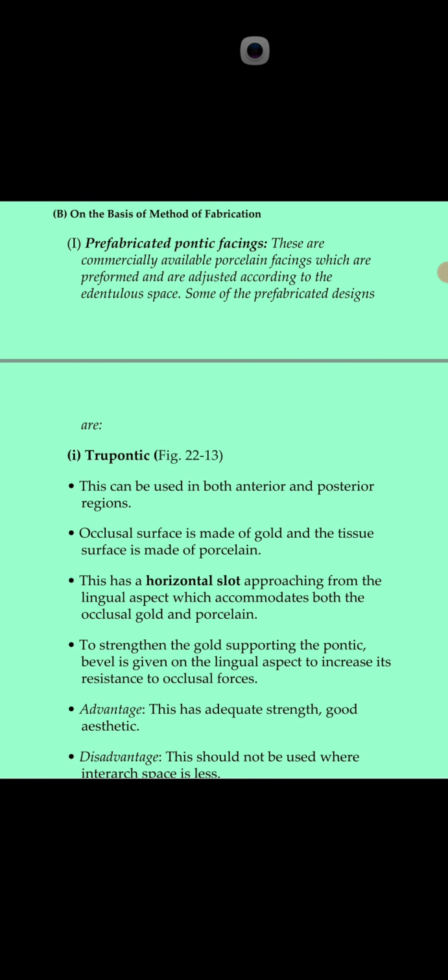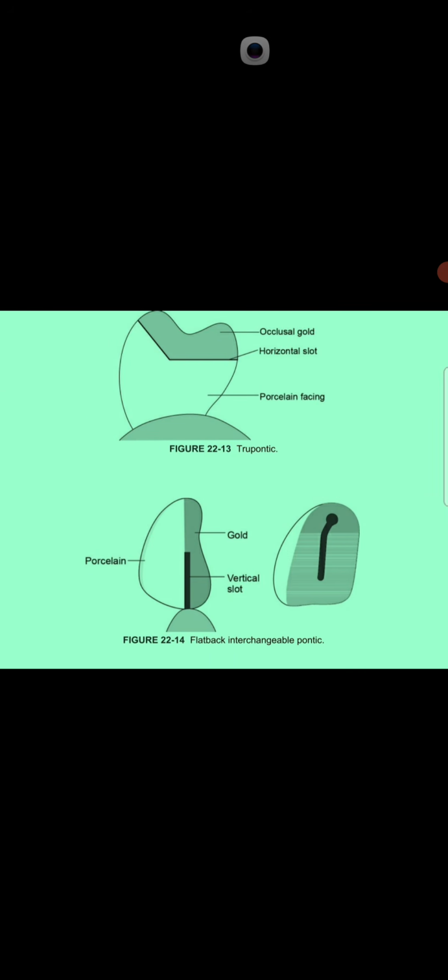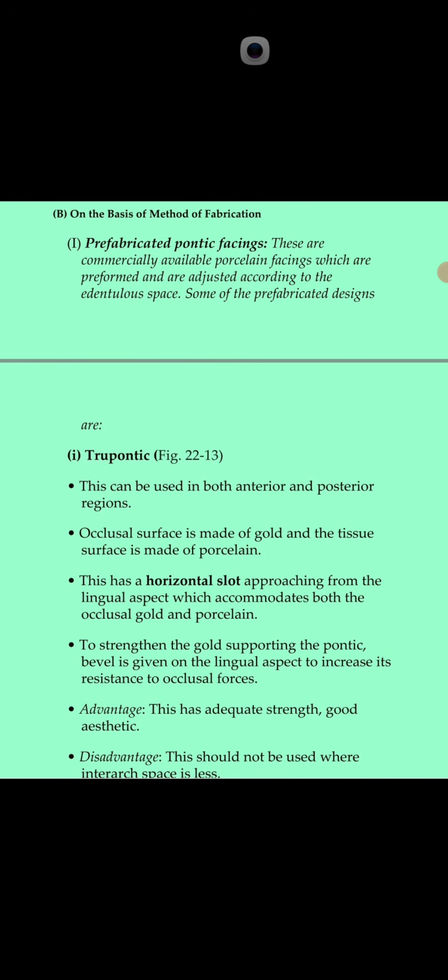What are the advantages and disadvantages of true pontic? The advantages: this has adequate strength and good aesthetics, because we can give it in both anterior and posterior region. Disadvantage: this should not be used where inter-arch space is less. Remember, when inter-arch space is less, we cannot give true pontic.